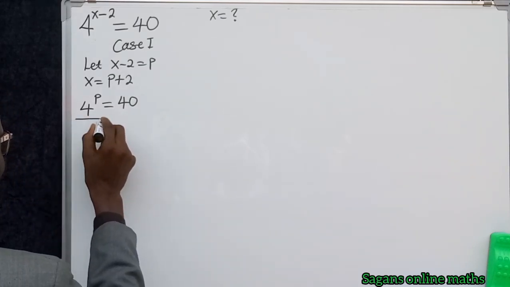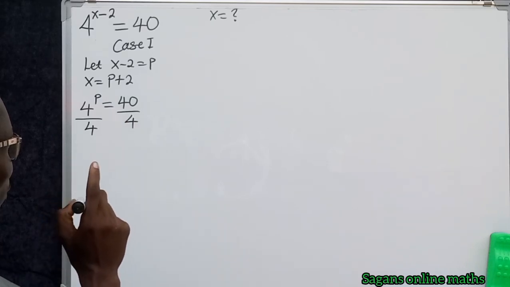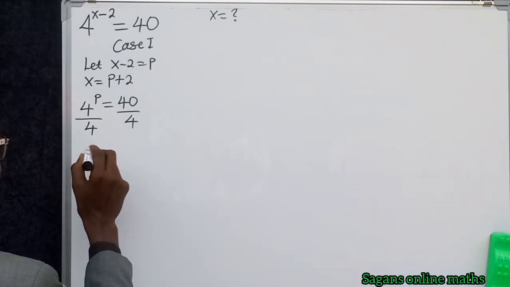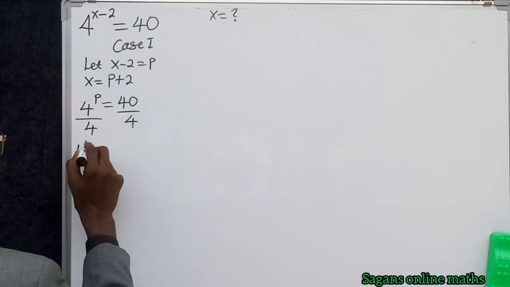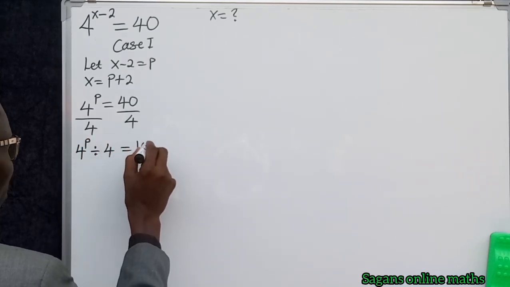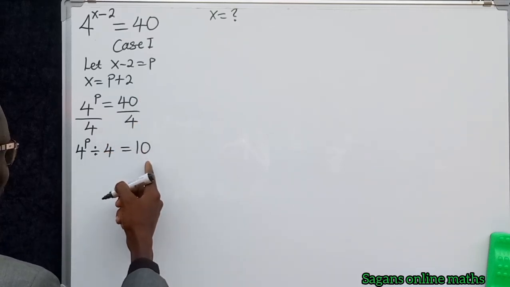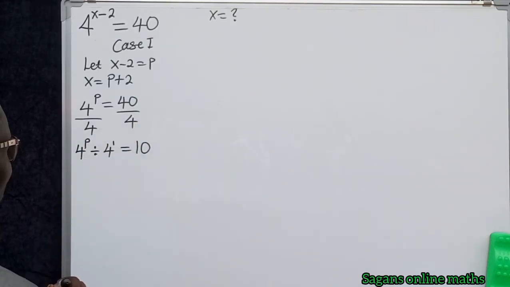Now at this point, look at what we're going to do. We're going to divide both sides by 4. Now by obeying the properties of indices, this is the same as 4 to the power of P divided by 4 is equal to 10, because 40 divided by 4 is 10. Now don't forget that the power of this 4 here is 1.